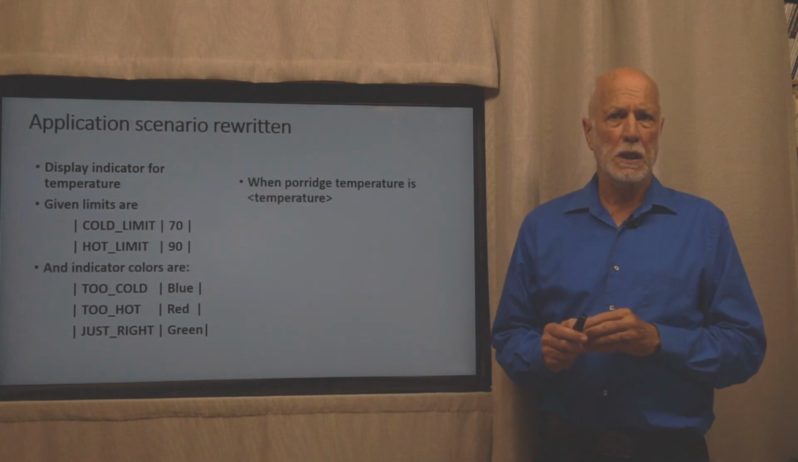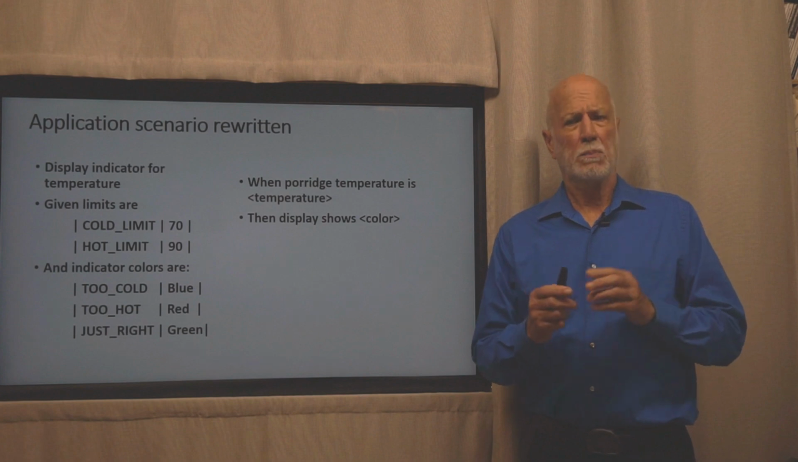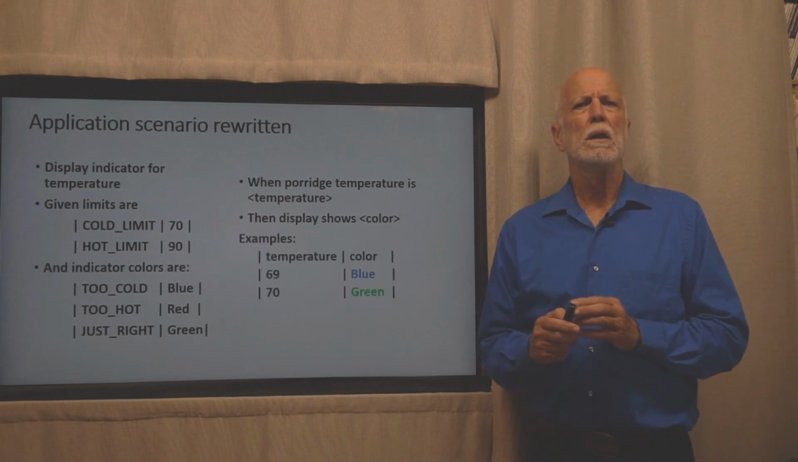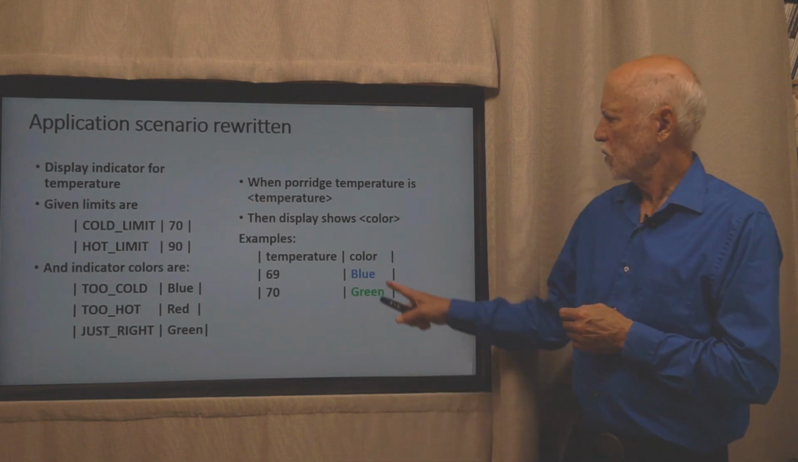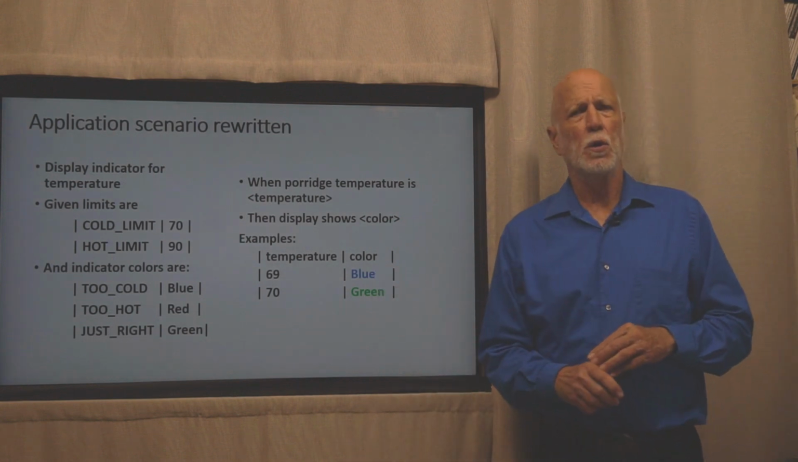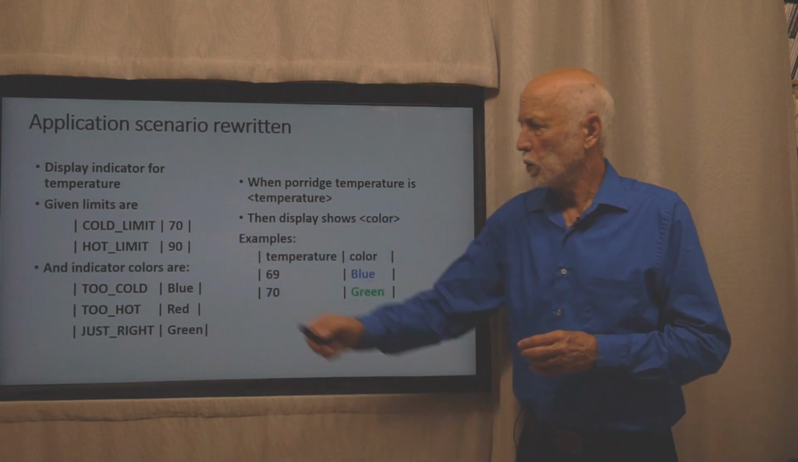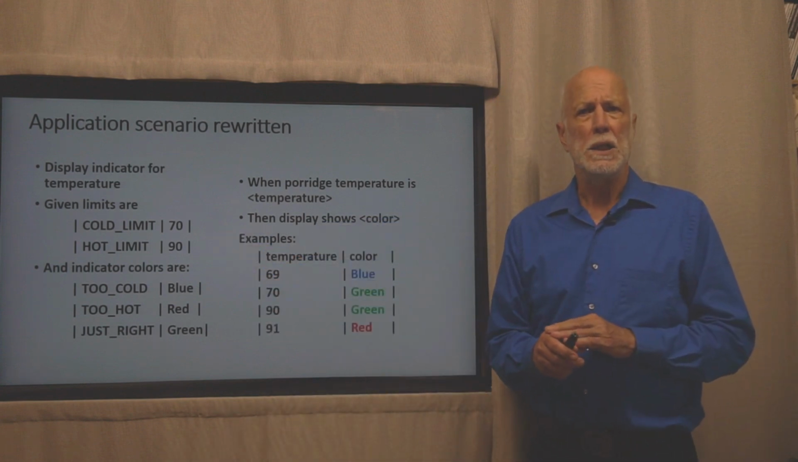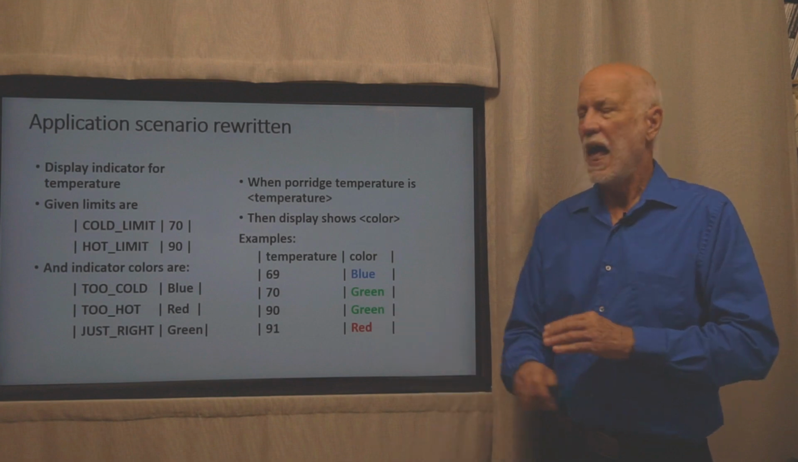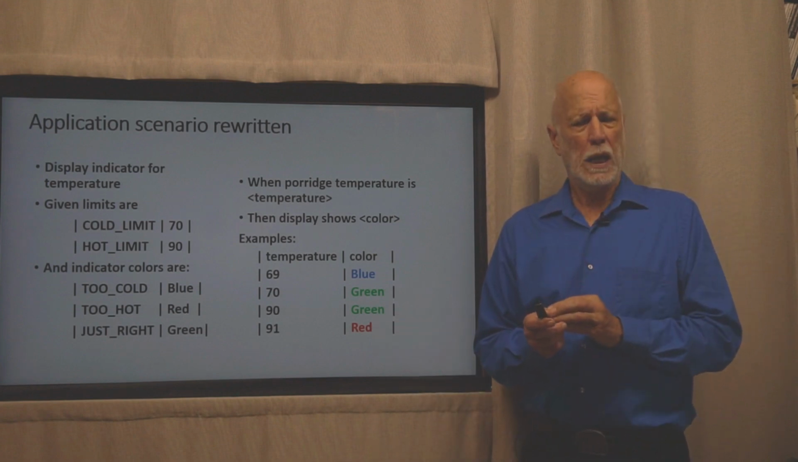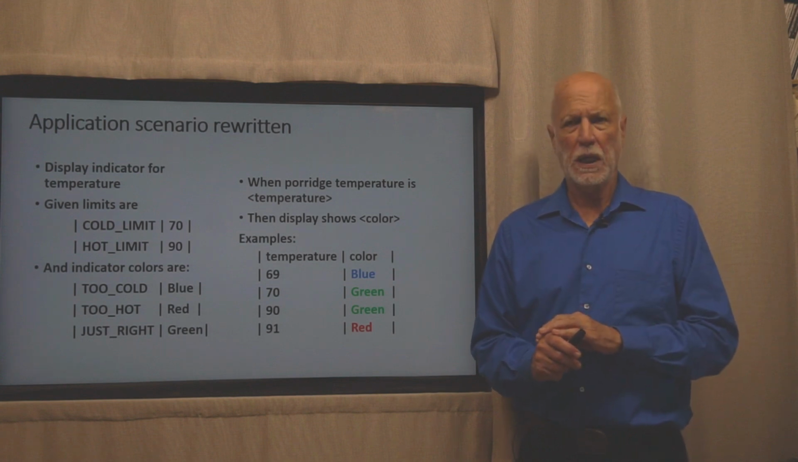Now when we measure the temperature of the porridge, the display should show a particular color. For example, 69 should show blue, 70 should show green. Notice those are breakpoints around that cold limit, and 90 should show green, and 91 should show red. Now we have a full-scale application scenario.